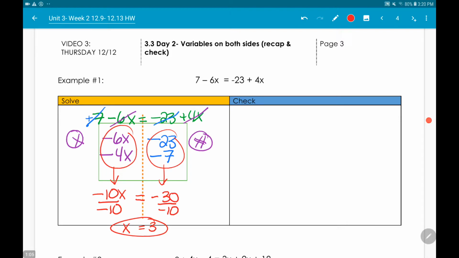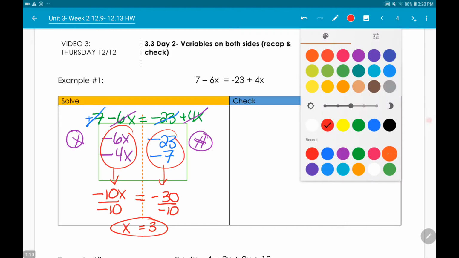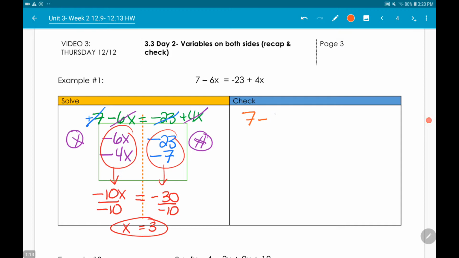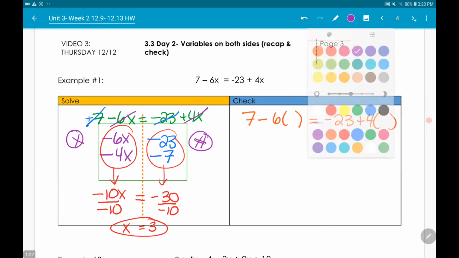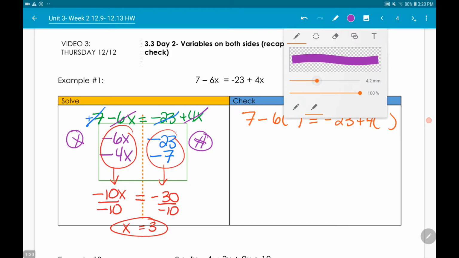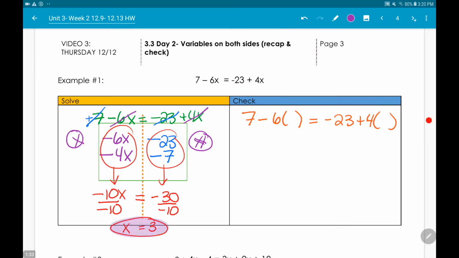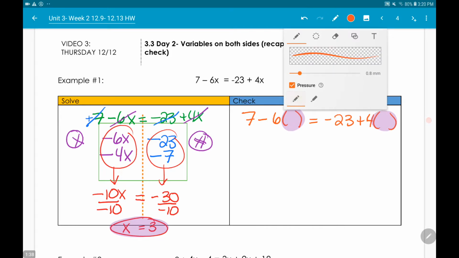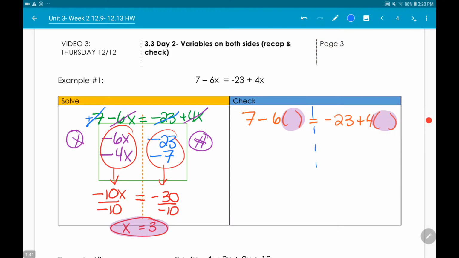How do I check to see if something is correct? What I do is I take my original, and wherever I see an x, I'm going to put a parenthesis. And inside that parenthesis, I'm going to put my answer from my solving. And the question I want to ask myself: are both sides balanced? So first let me put my number in.